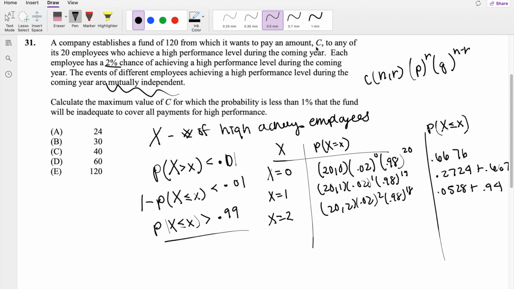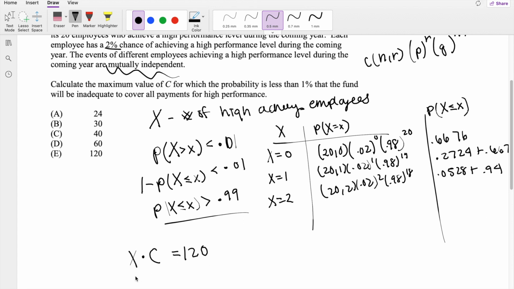And if each person gets C, that's going to be X times C is equal to 120. So if X we found to be 2, then 2 times C is equal to 120, or C is equal to 60, which is our answer D.